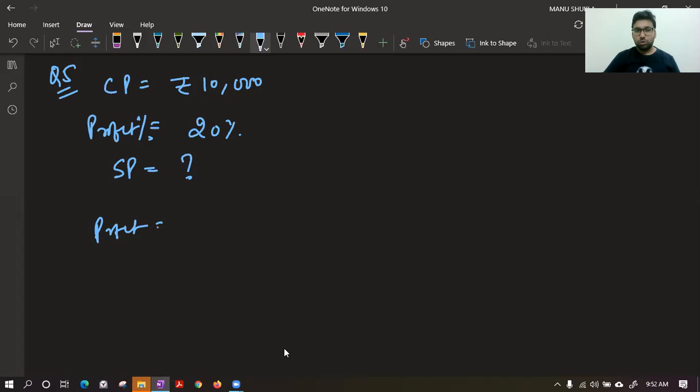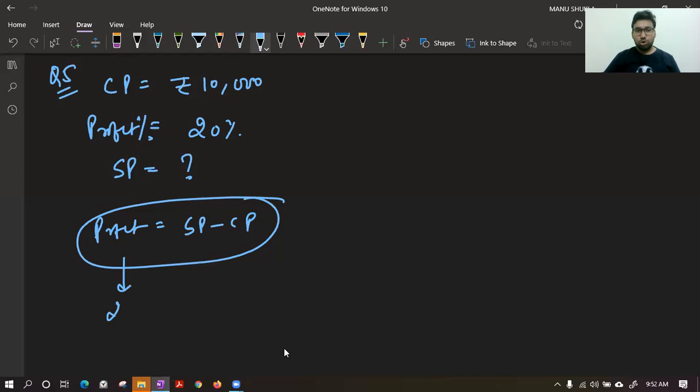Now we know the formula is very simple. Profit is equal to SP minus CP. So class, can I say 20 is equal to SP minus 10,000? Is it correct to write like this? Please answer. If I put the value of profit as 20, is this correct? No, it is not correct, because I told you in the starting that the formula is of value.